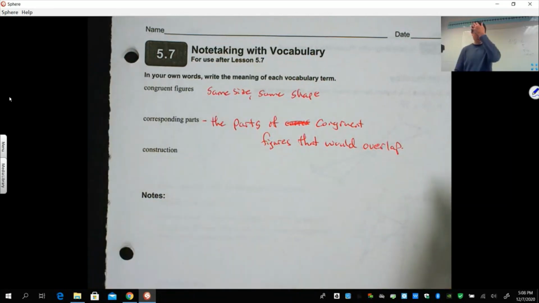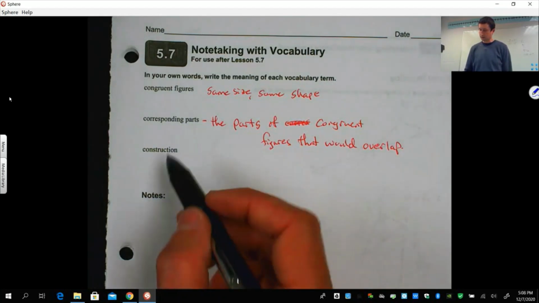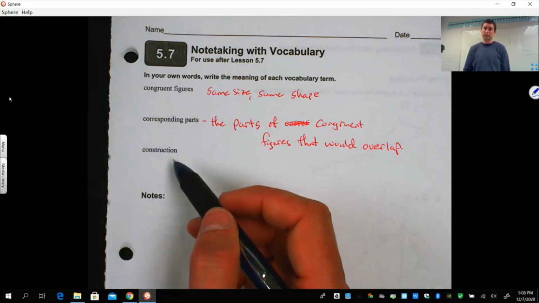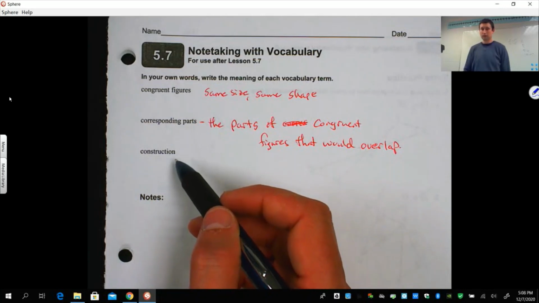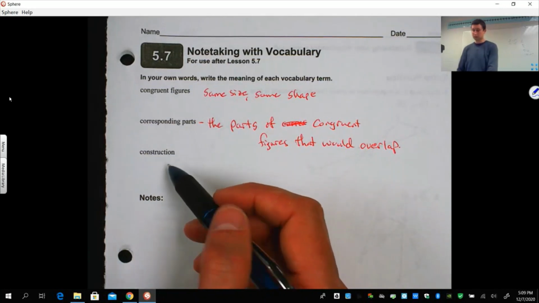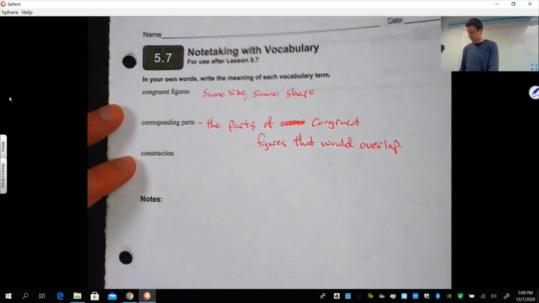Construction, we're not going to do that virtually. We may try to do some constructions in class someday, something a little different. But constructions is making things with only a compass and a straight edge, not even a ruler, so you can't measure lengths. But how can you make a perfect square or equilateral triangle and some of those things, angle bisectors, using a protractor and a compass.